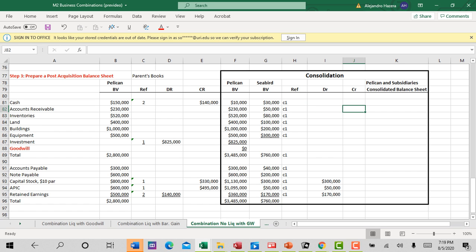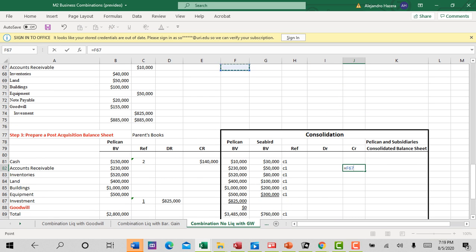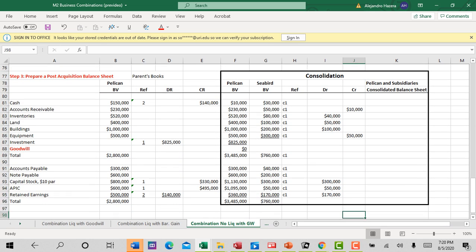Okay, so the next adjustment we're going to have is a credit to accounts receivable right there for 10. And then we're going to have a debit to inventories for 40. Debit to land for 50. A debit to buildings for 100. A credit to equipment for 50. That takes care of all the asset adjustments.